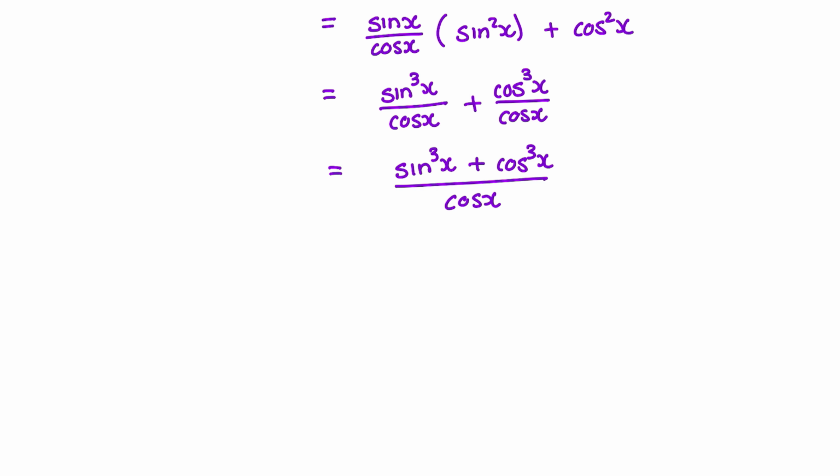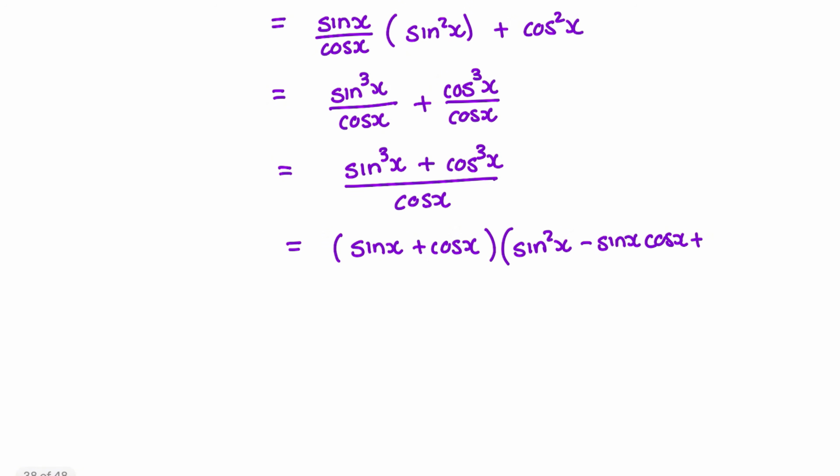So in grade 10, we learned how to factorize a sum of two cubes. So in the first bracket, we'll have sine x plus cos x. And in the second bracket, we'll have sine squared x minus sine x cos x plus cos squared x. And this is all over cos x.